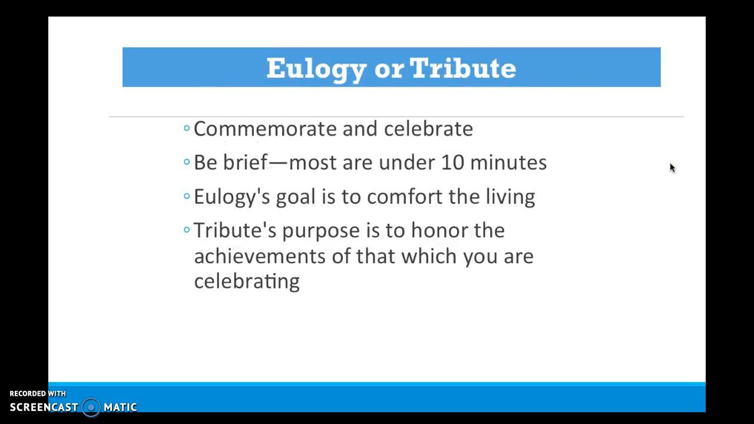Another one you can do in here is a eulogy or tribute. Eulogies are presented upon a person's death. A tribute commemorates lives or accomplishments. If you want to do a eulogy, you can do this on a person, like a famous person.